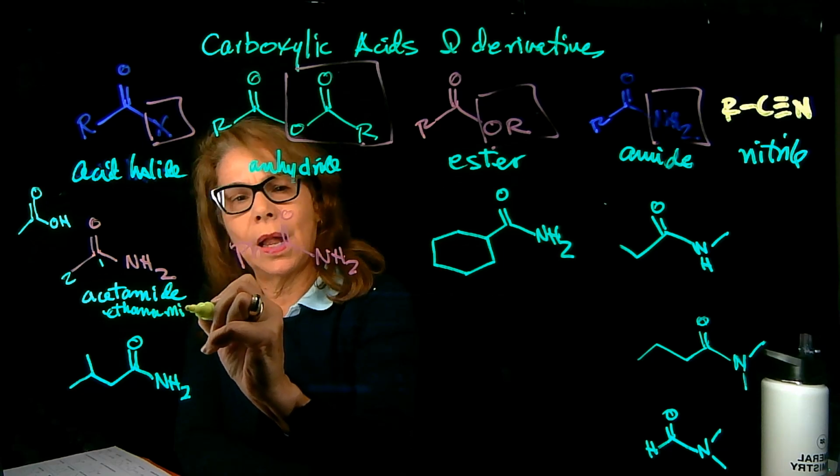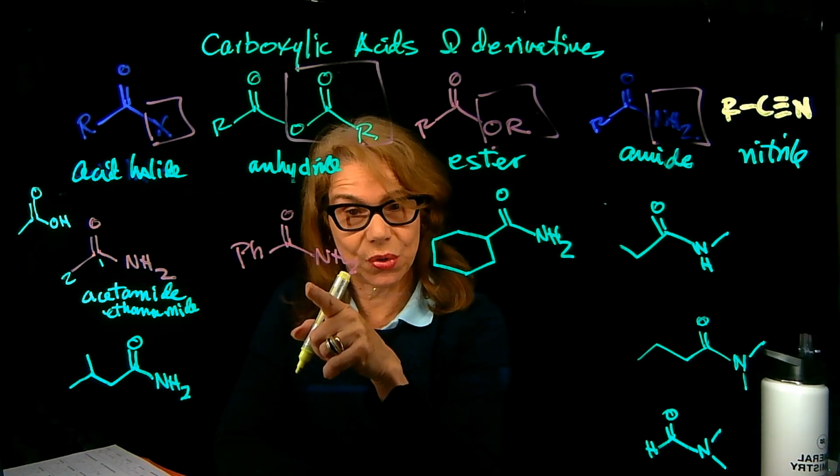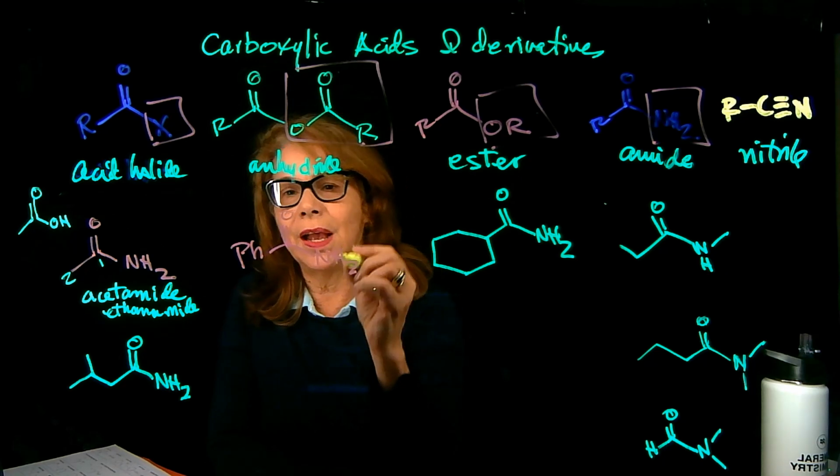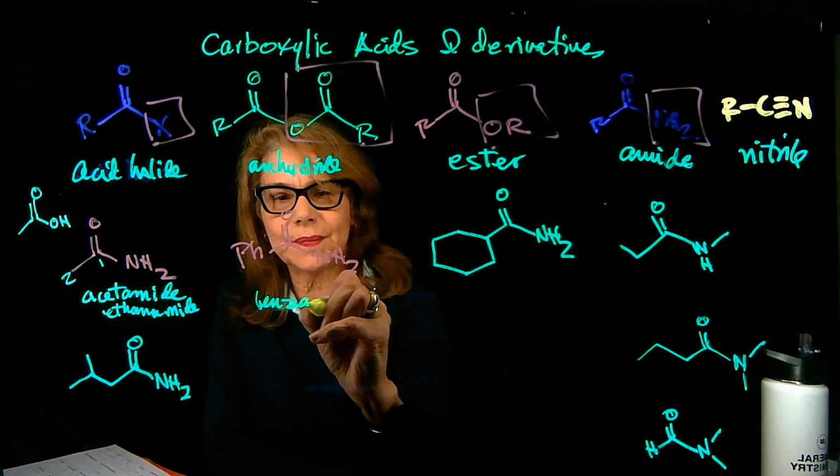Ethanamide. So now, the parent acid is benzoic acid. Remember, that's a phenyl ring. So then this is going to be benzamide.